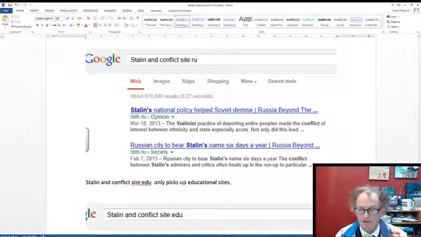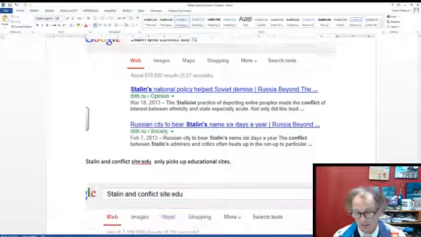So that's an important one using site codes. And again, if you don't know the site code of the country, go online and Google site codes and you'll bring up all of the codes. So you don't really need to know them.